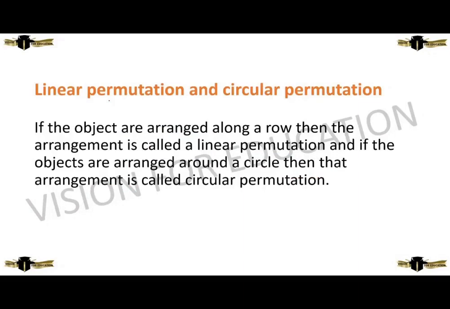Now, what is a linear permutation and a circular permutation? Linear permutation represents a row arrangement. Circular permutation represents a circular arrangement. Coming to the definition, if the objects are arranged along a row, then the arrangement is called linear permutation. And if the objects are arranged around a circle, then the arrangement is called circular permutation.